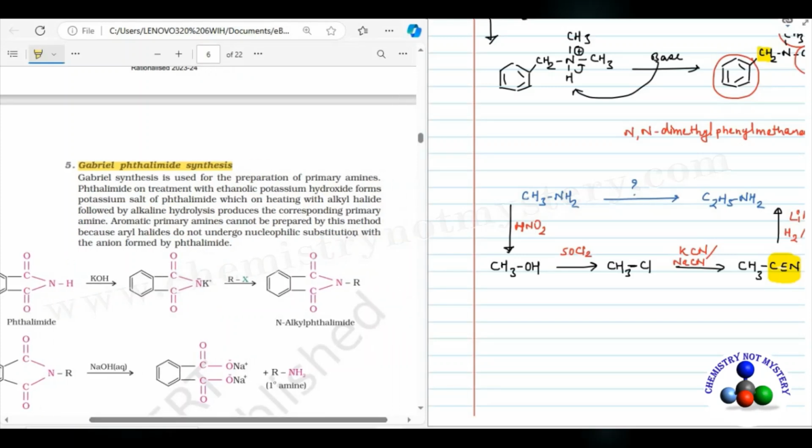Gabriel synthesis is used for the preparation of primary amines. Phthalimide on treatment with ethanolic potassium hydroxide forms potassium salt of phthalimide, which on heating with alkyl halide followed by alkaline hydrolysis produces the corresponding primary amine. Aromatic primary amine cannot be prepared by this method because aryl halides do not undergo nucleophilic substitution reaction with the anion formed by phthalimide.